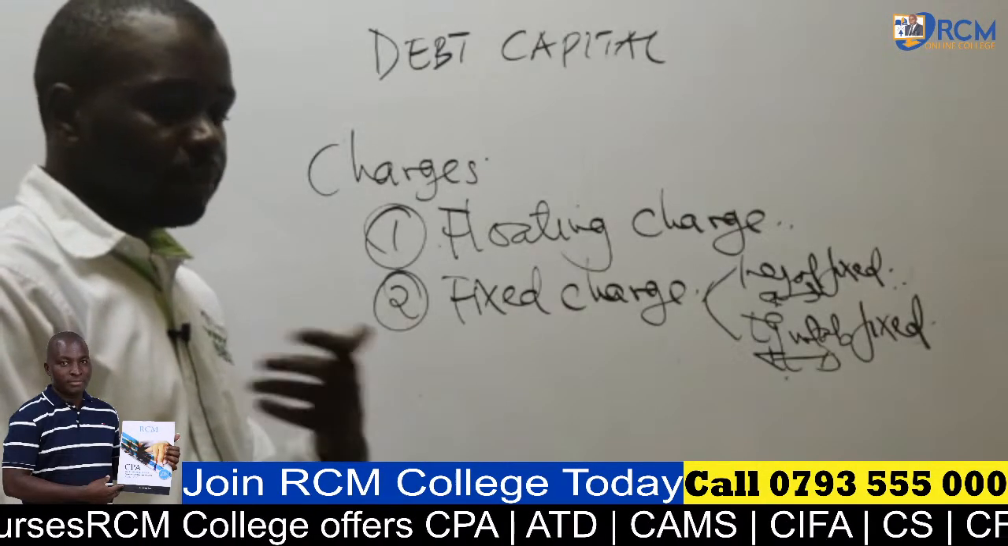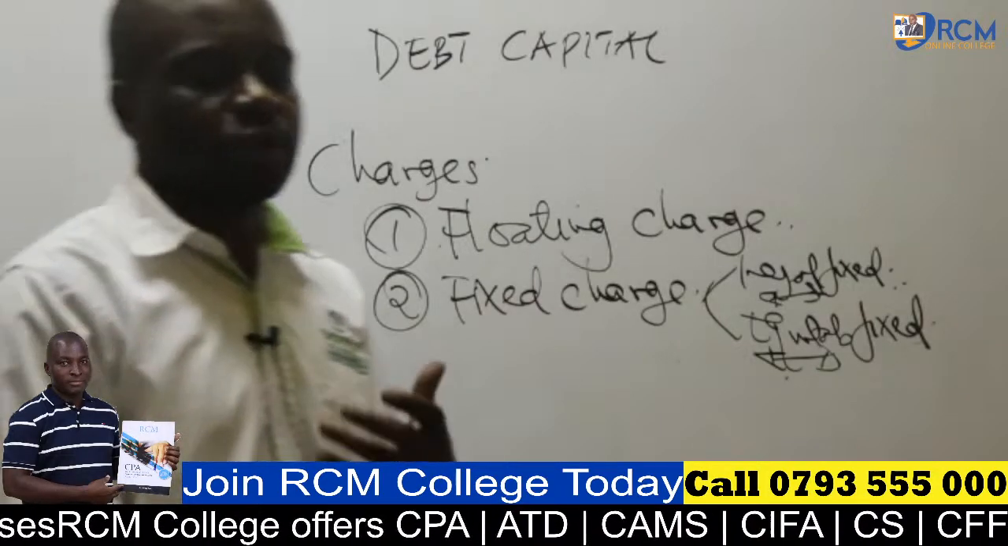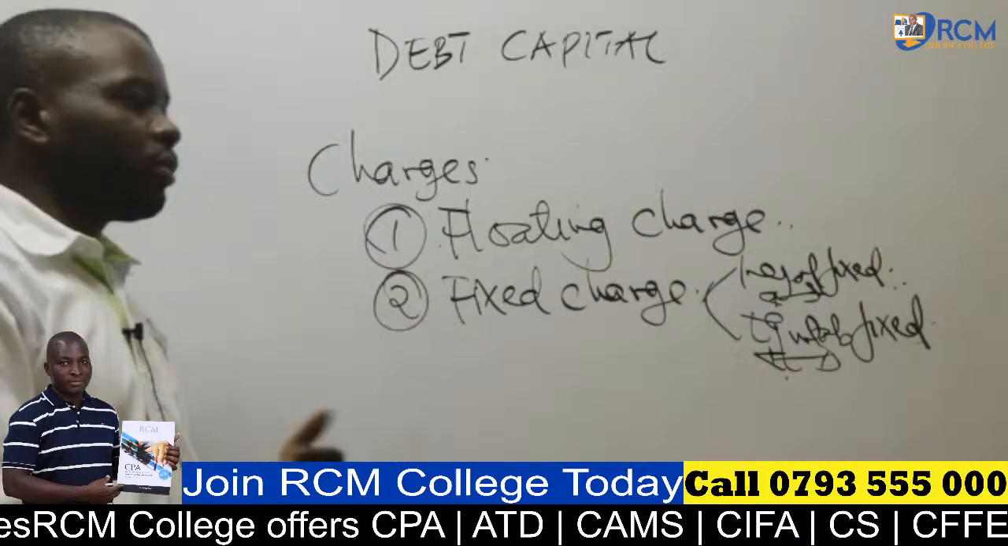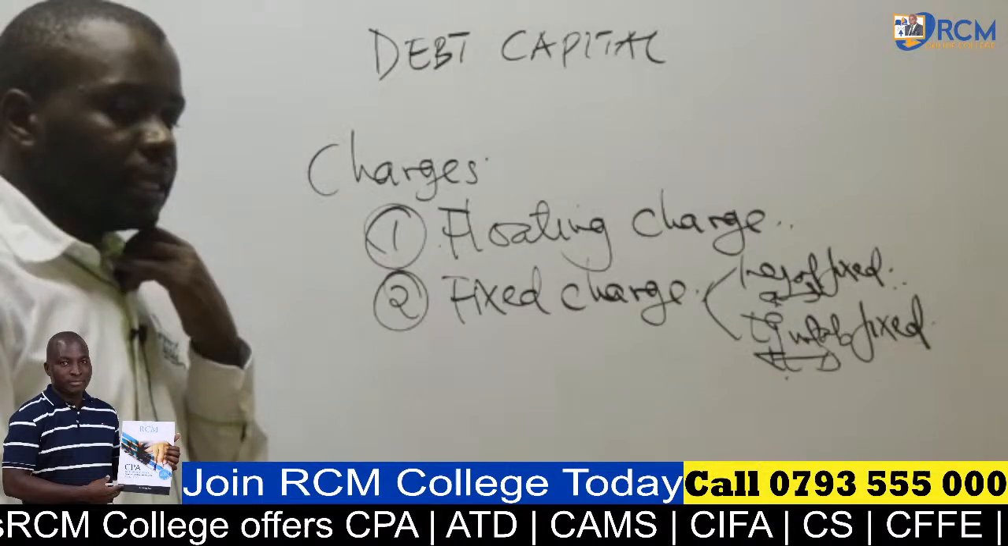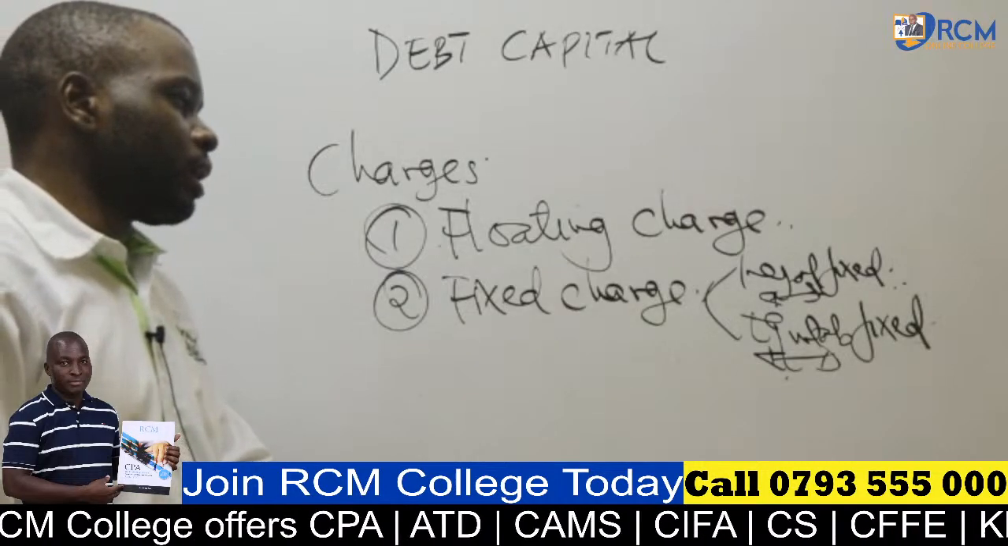So the lender or the debenture holder basically takes over the asset. The asset is actually even transferred into his or her name. So he takes over all the rights under the asset until the company is able to pay off the principal amount and interest. That's when the ownership reverts back to the company.